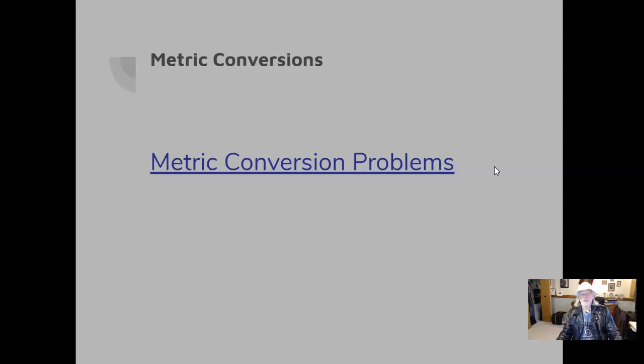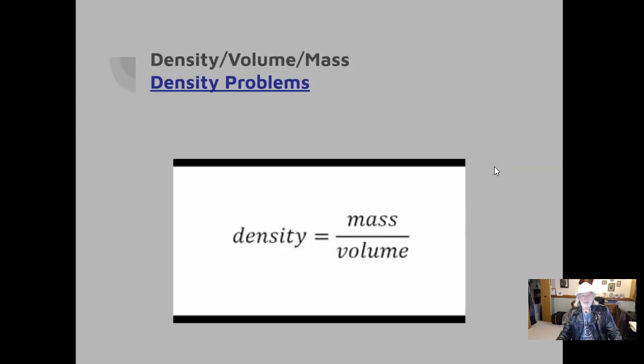So we're doing in class beginning of the school year. There will be a density problem. Again, there's 3 variables. I've got to give you 2, and you can now solve for the third one there. And also we'll have some density problems.